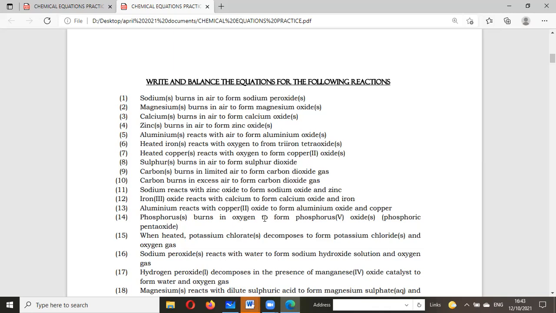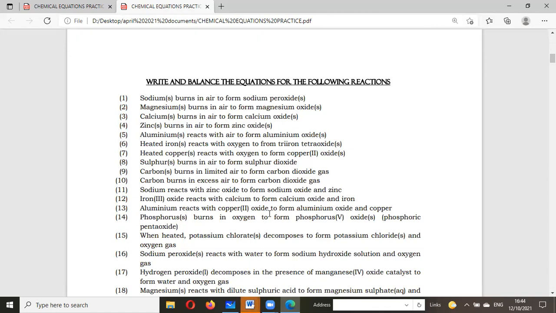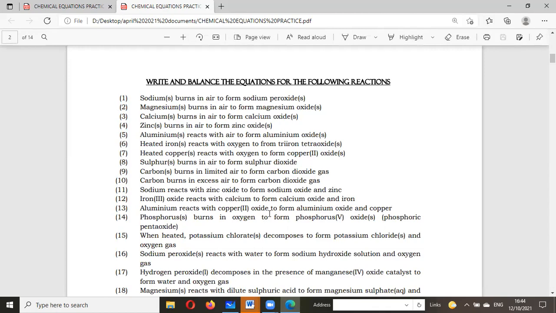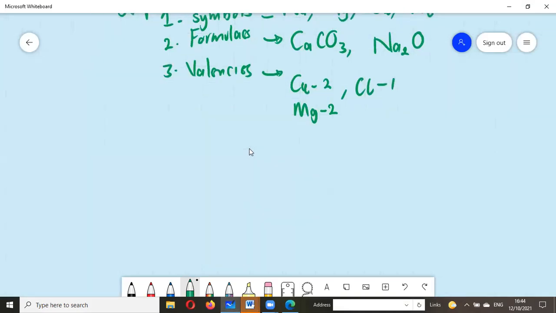Sodium burns in air to form sodium peroxide. Now, what have they said? They said the sodium burns, and that's now a chemical reaction. So, chemical reaction 1.